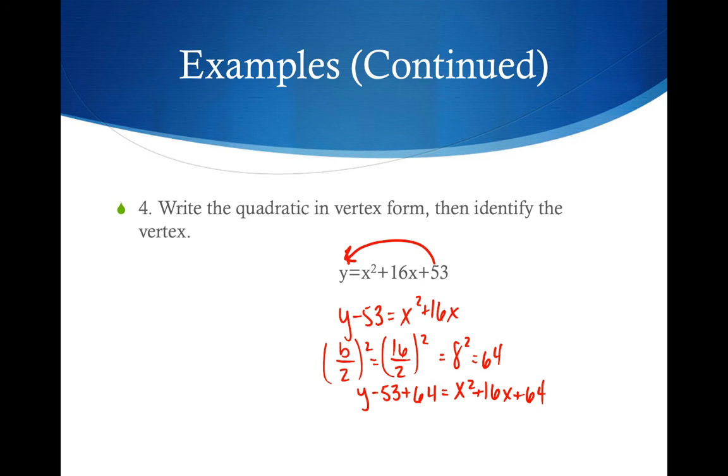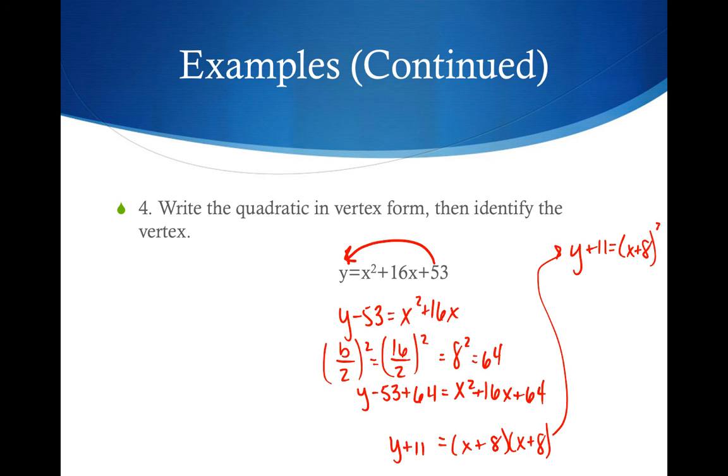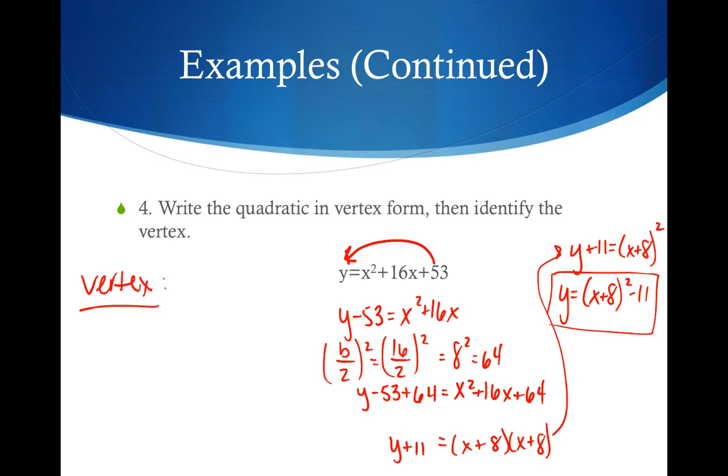I can then add these together, so negative 53 and 64, that'll give me y plus 11. I'm going to factor on the right, so that'll be an x plus 8 and an x plus 8. And then I'm going to rewrite that as x plus 8 quantity squared. Then I have to move that 11 over, and that becomes the k, so y equals x plus 8 quantity squared minus 11. That's my vertex form. And I'll go over here to write my vertex. Vertex is located at h, which is the opposite of that 8, and then k, which is that negative 11.